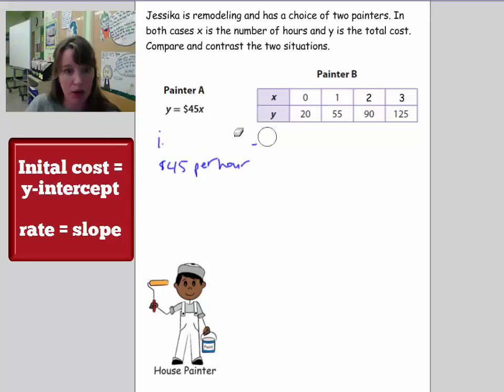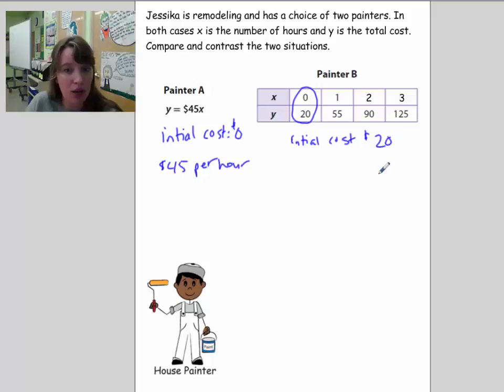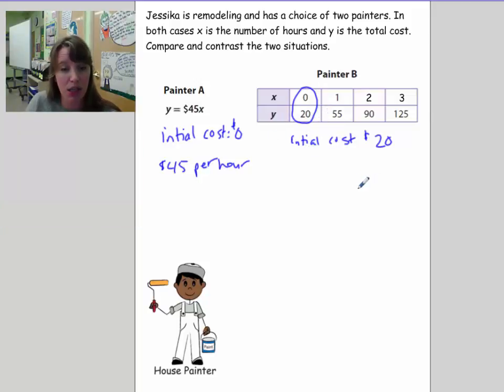Now, let me just write this a little bit better here. Now, painter B has an initial cost; this is not a proportional relationship because the y-intercept is 20. So that means the initial cost is $20. So before they even paint a room, the cost for showing up at the house is $20. Sometimes people do this to discourage someone like Jessica from creating an appointment with them and then canceling once they show up at her house. So they'll say, well, even if I just show up, I'm going to charge you $20 just for showing up. That's to prevent any situation where the person cancels at the last minute.